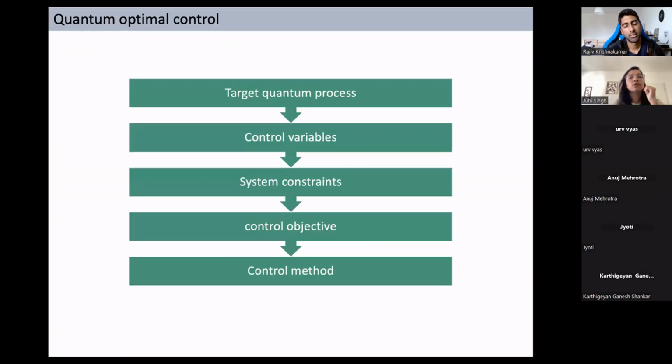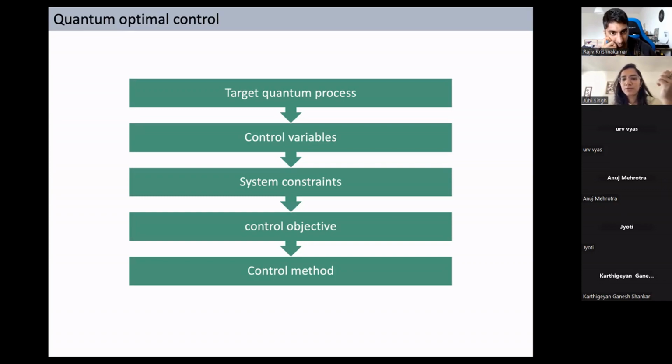So now we know how quantum optimal control works. First we want to know what our target quantum process is. What do we want to do? Do we want to do a state transfer? Do we want to do a quantum gate or run an algorithm? Then we ask the experimentalist: what are your control variables, what can you control? And what are your system constraints?